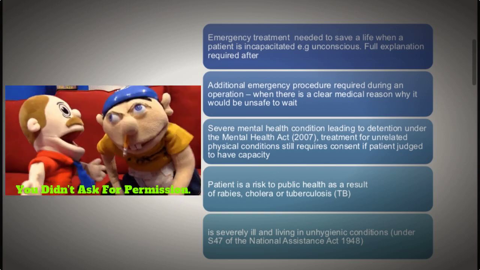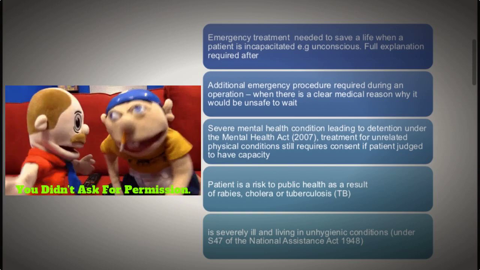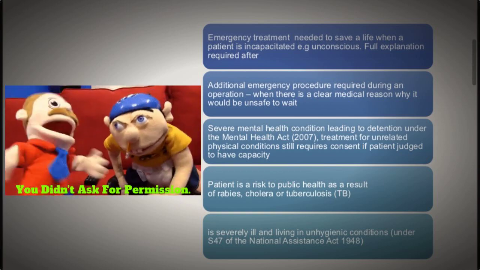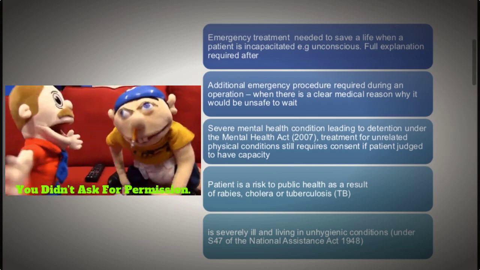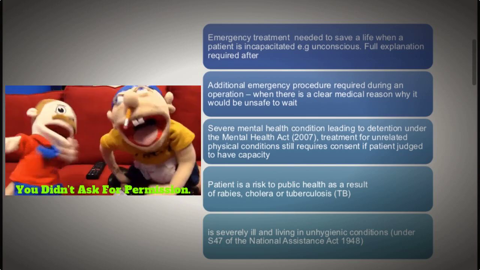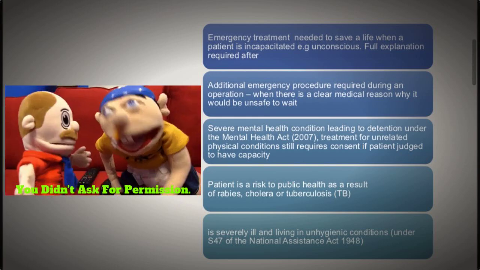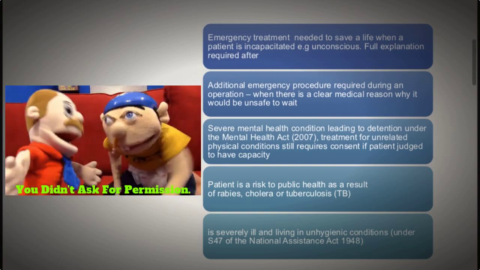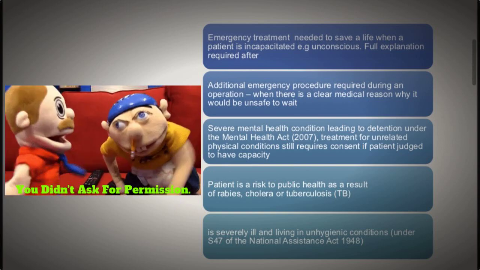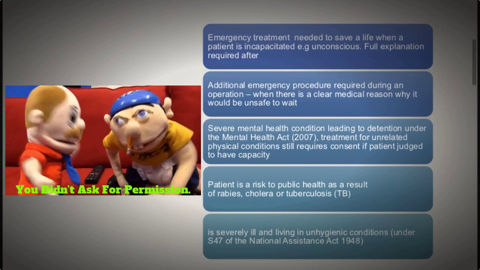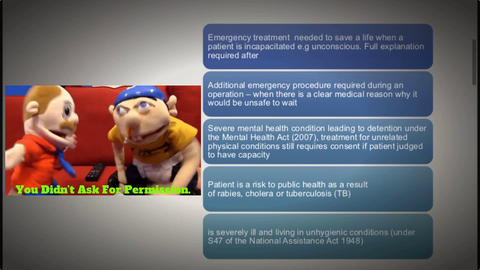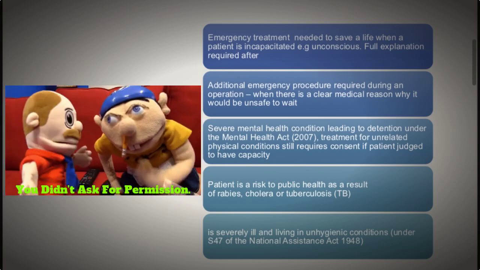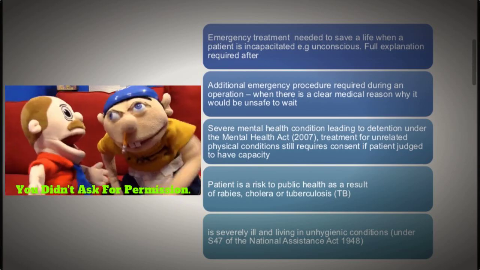Mental Health Act, 2007. Patients detained for severe mental health conditions can be treated for mental illness without consent, but physical conditions still require consent if they have capacity. Public health risks: treatment may be mandated for conditions like rabies, cholera, or tuberculosis to prevent public harm. Severe illness in poor conditions: under the National Assistance Act, 1948, interventions may occur if a patient is critically ill and living in unsafe, unhygienic conditions. These exceptions prioritize safety while ensuring ethical practice.